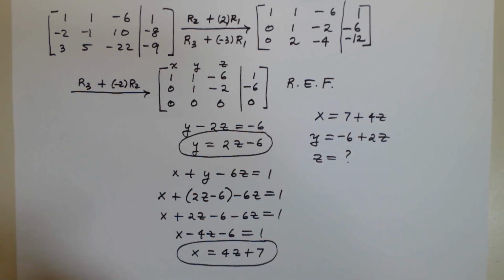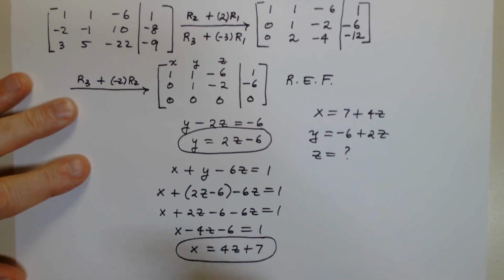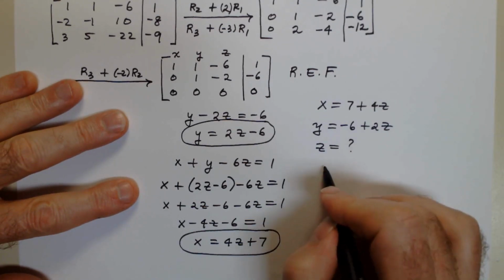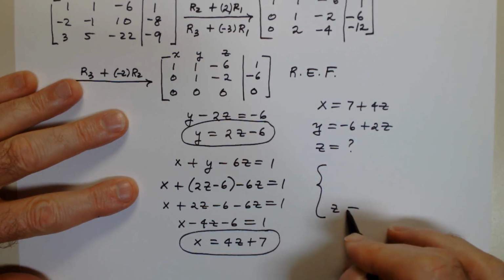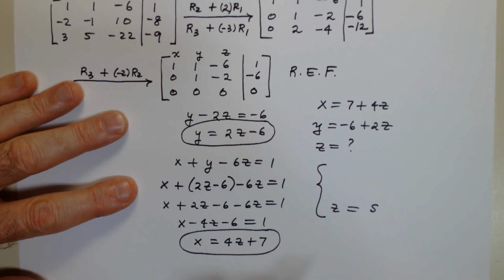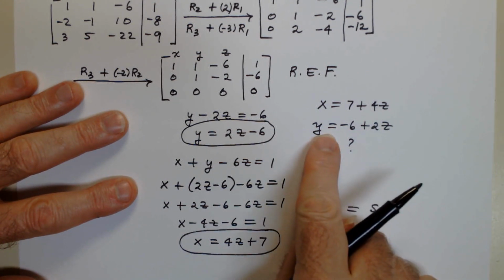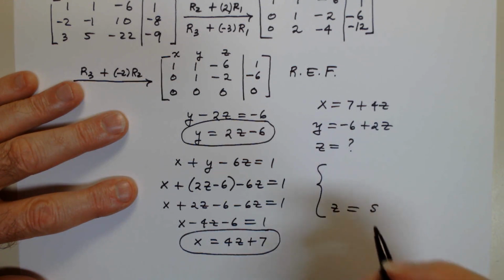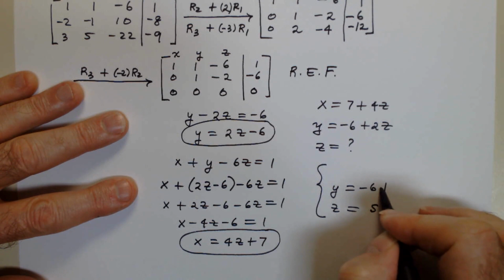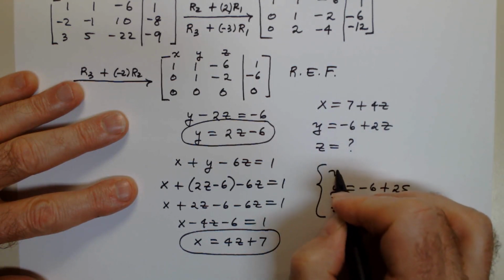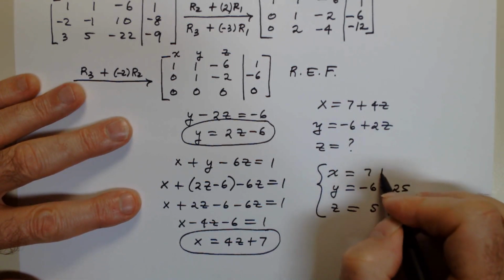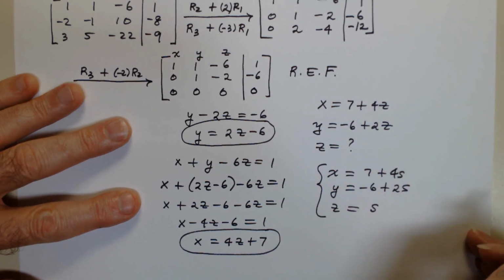But once we set the value for z, that sets up a value for y, and it sets up a value for x. So typically what people do here is we'll say z is going to be equal to some parameter. We'll call it s. So think of s as a parameter. We can run it through all the different real numbers. Now once I set z equal to s, that sets y equal to -6 plus 2s, and it sets x equal to 7 plus 4z, which in this case will be 4s.